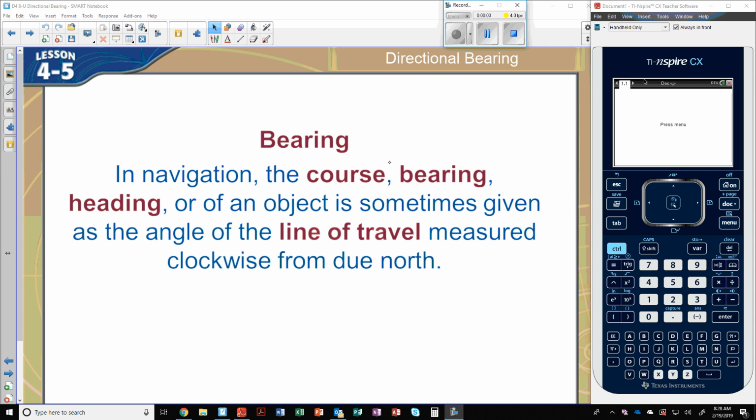Lesson 8U, I'm going to call it. It's just an extra one for Chapter 8 to help us understand bearing. In navigation, the course, bearing, or heading of an object is sometimes given as the angle of a line of travel measured clockwise from due north.